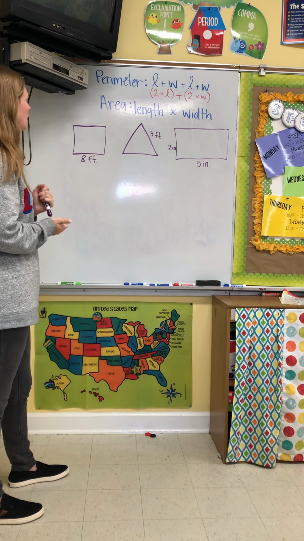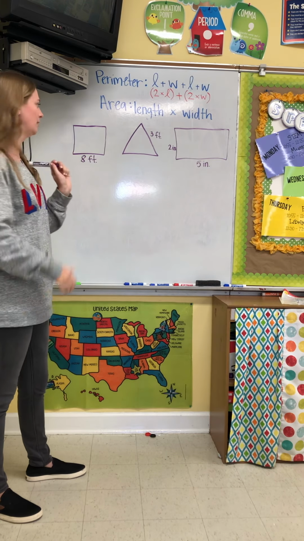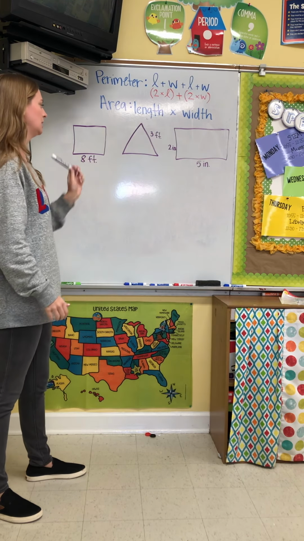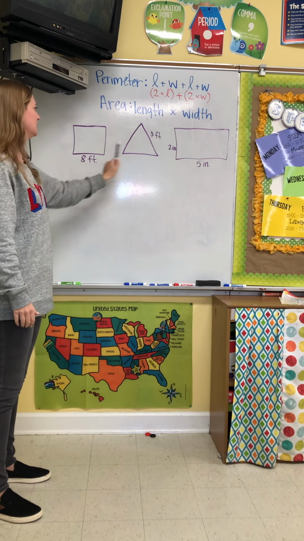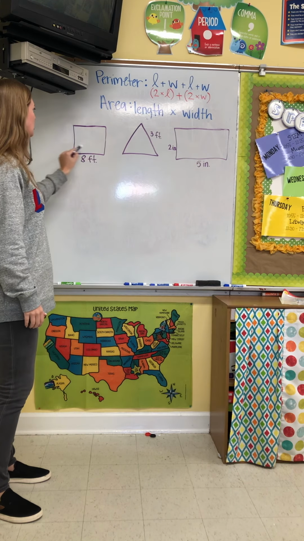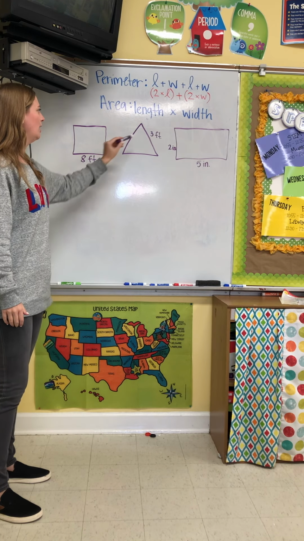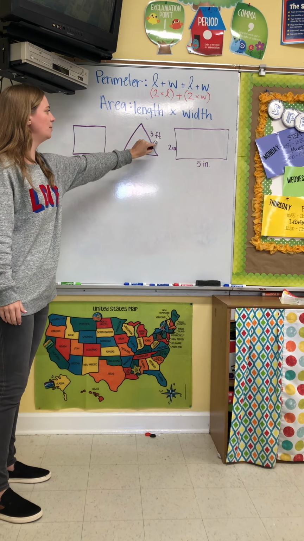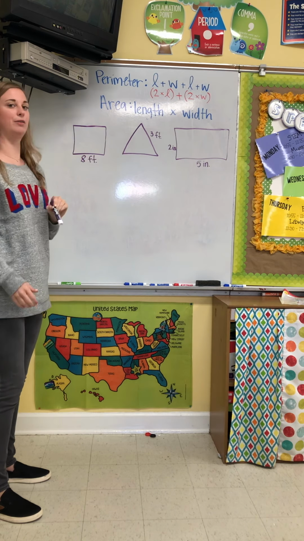Okay, so first let's talk about perimeter and how we're going to use our formulas to find the perimeter of our shapes. Finding the perimeter for squares and equilateral triangles is going to be the same because the sides are all the same length. They're all equal, so whatever this length is, it's going to be the same length all the way around those two.